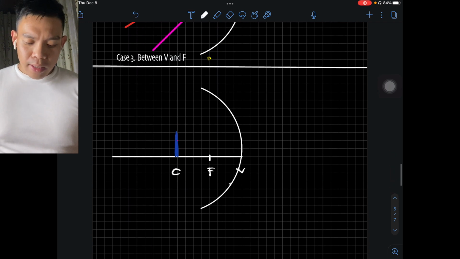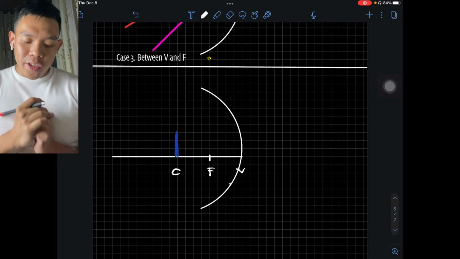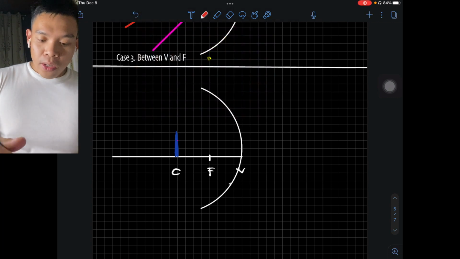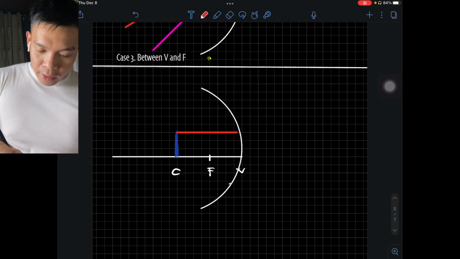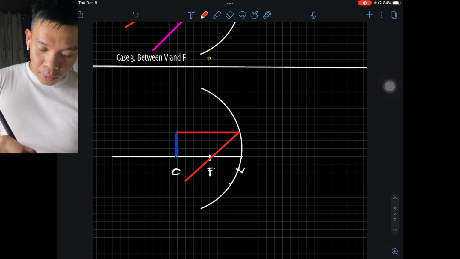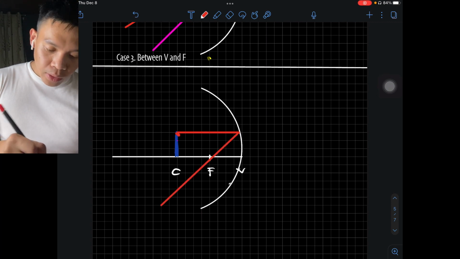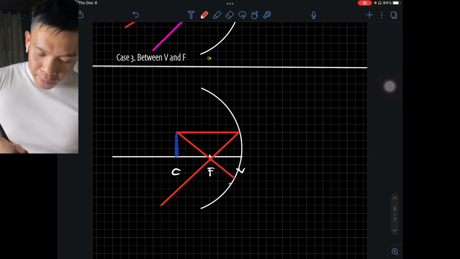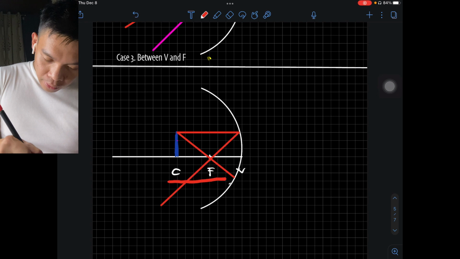Aside from those characteristics, let's have this one. If the object is at C, or the center of curvature. So the first ray is reflected back on our mirror, passes through the center of curvature, but this time it will hit the focal point. On the other hand, we need to go beyond F, and it will hit the mirror again.